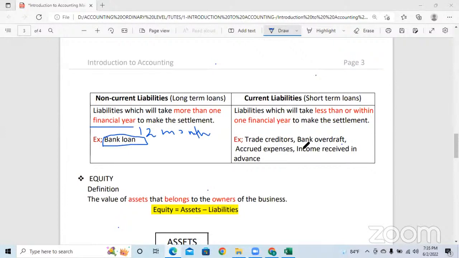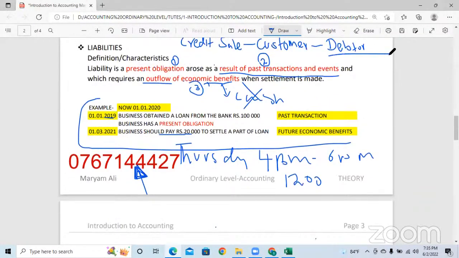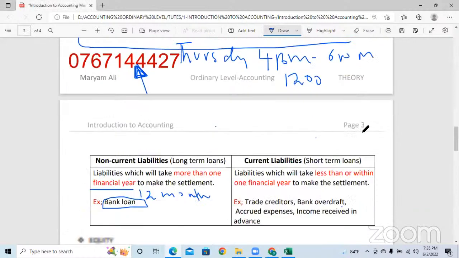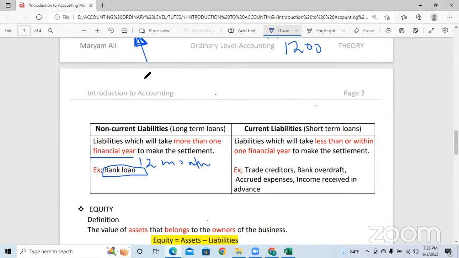Now, most of y'all were asking me, Miss, then who is a creditor? You taught us debtor. Who is a creditor? Guys, see here. Under current liability, we will study who is a creditor. Now, guys, creditor is someone you have purchased from. What purchase you have made? You have made a credit purchase.